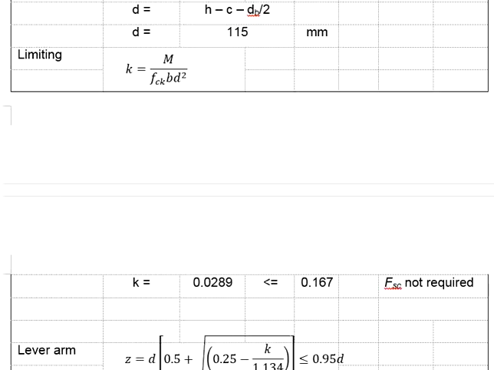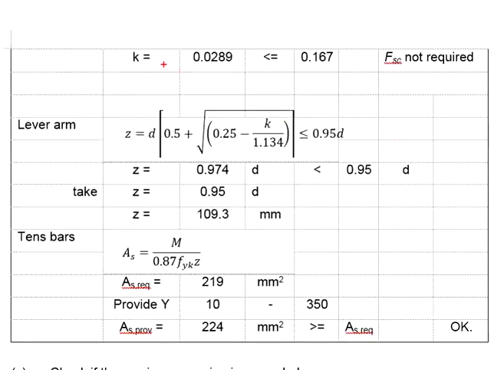Coming back to these questions. Now you get your K less than 0.167. No compression bar is required. Then you will adopt the K into the equation for the lever arm. Substitute 0.0289 into the equation. You get 0.974D.